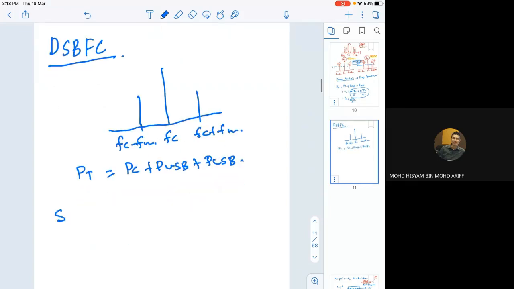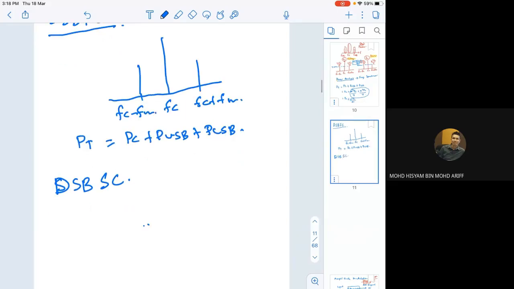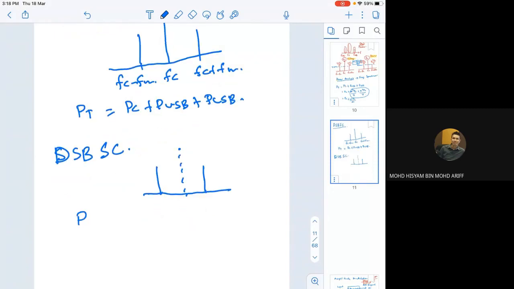Now for double sideband suppressed carrier. Suppressed carrier means you transmit without the carrier. So it will be like this. Here, this one you throw away. So the power transmitted for double sideband suppressed carrier equals P upper sideband plus P lower sideband.